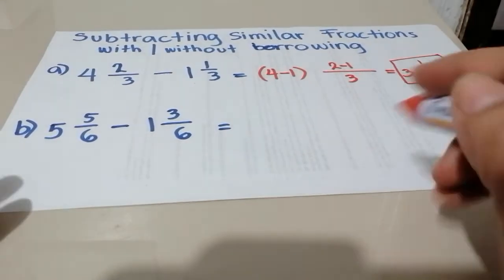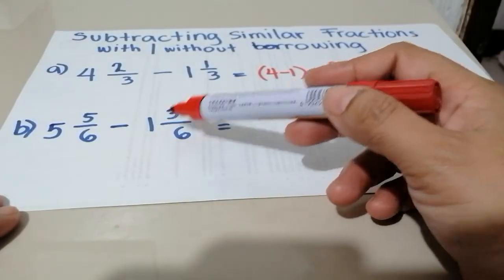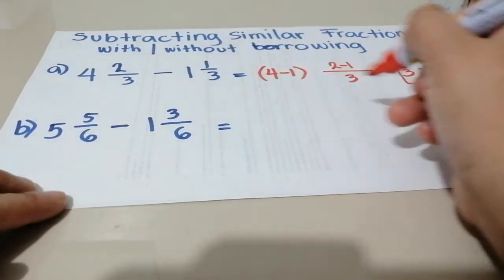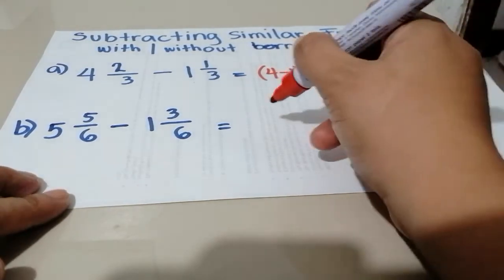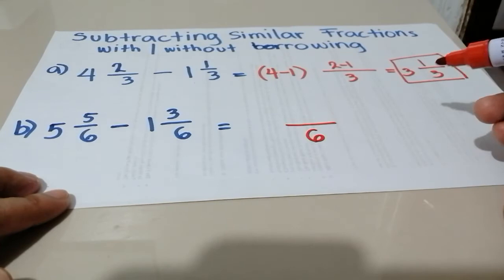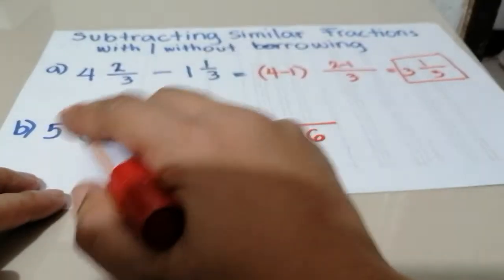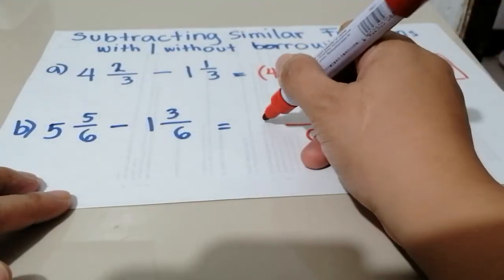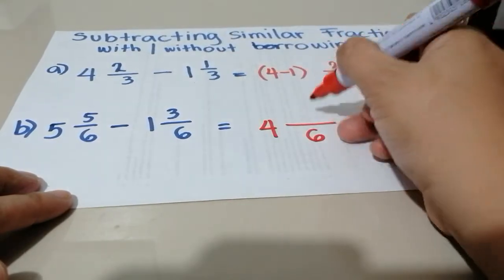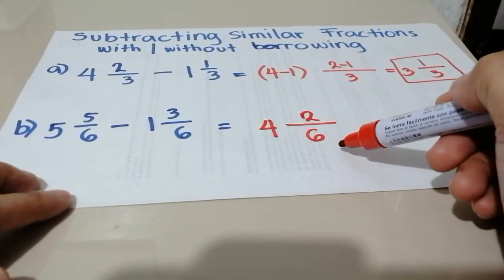Next, it's 5 and 5/6 minus 1 and 3/6. So again, dahil ang fraction nga ay similar, we just need to copy the denominator 6 here and subtract the whole number and the numerator. So 5 minus 1 is 4 and 5 minus 3 is 2. So the answer is 4 and 2/6.